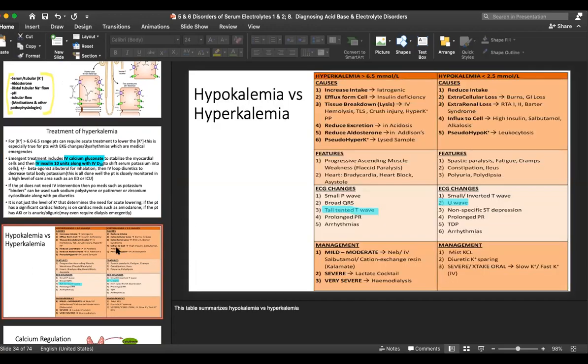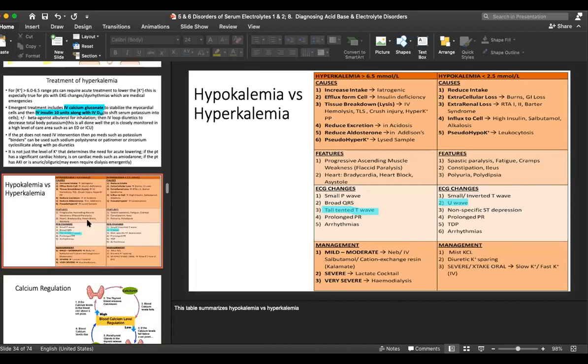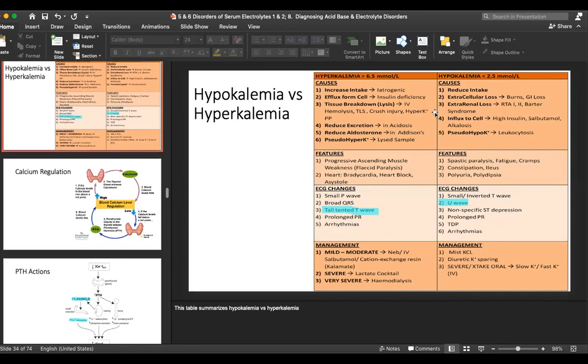Okay. So the difference is hypokalemia, probably a flat T wave, small inverted, and a U wave. Hyperkalemia, tall tented T wave. And that's the rest of the summary.